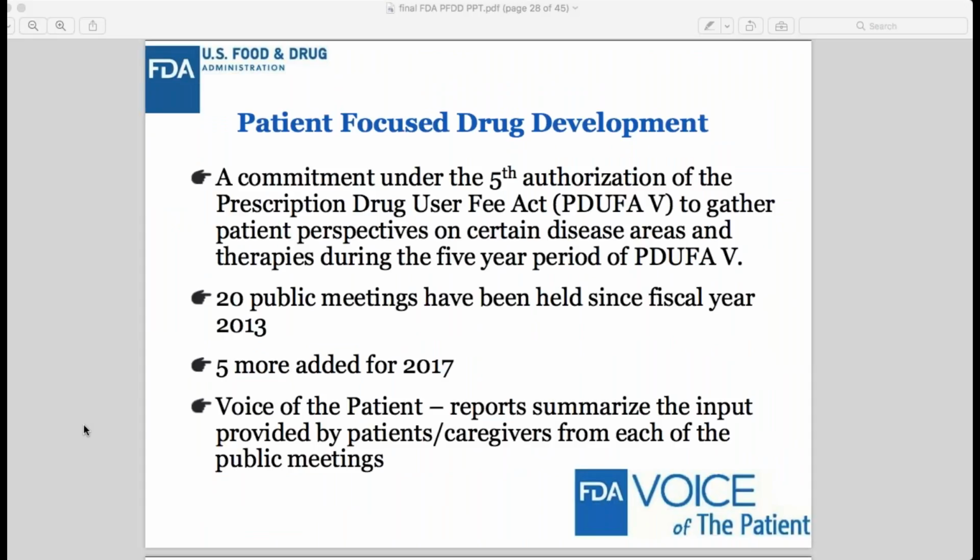So just a little more about the Patient-Focused Drug Development Meeting. I just wanted to share that we have had 20 meetings since 2013, fiscal year 2013, and we have a few added for this year: sarcopenia, autism, alopecia areata, and hereditary angioedema. The last two we don't have dates for, but feel free to go to our website and learn about the dates. The sarcopenia meeting is on April 6th, and the autism meeting is on May 4th.